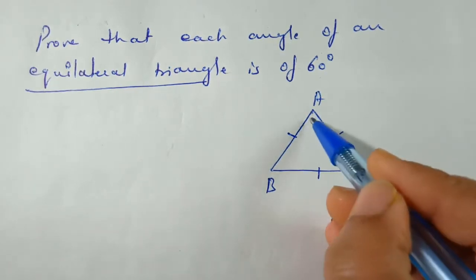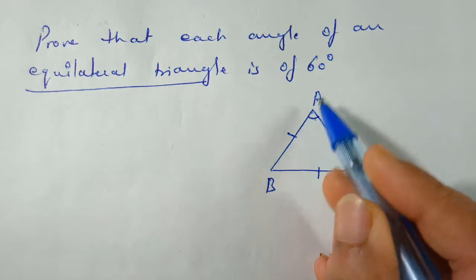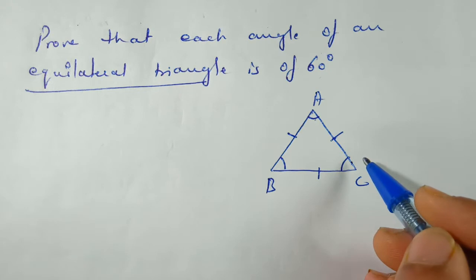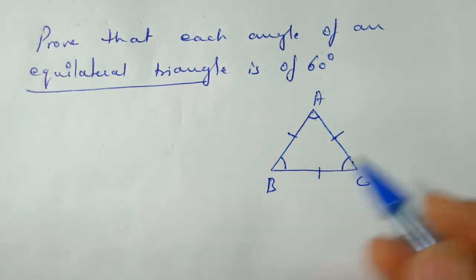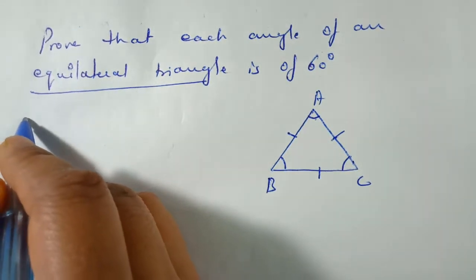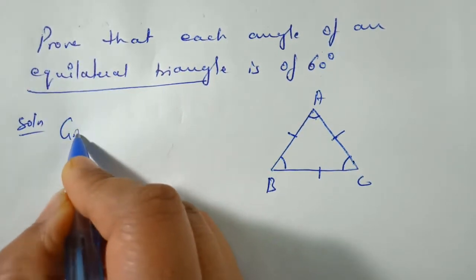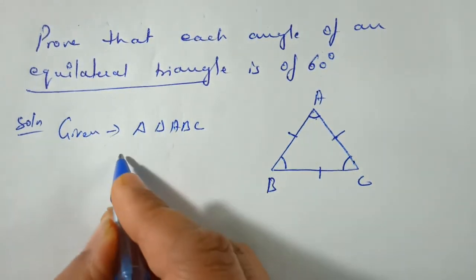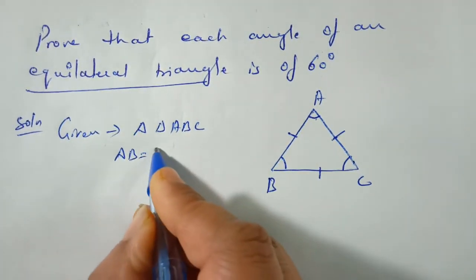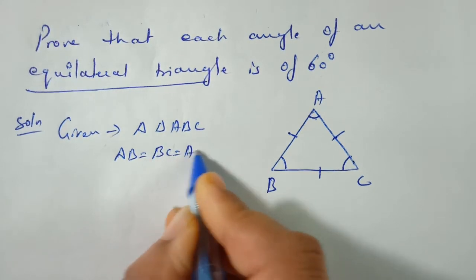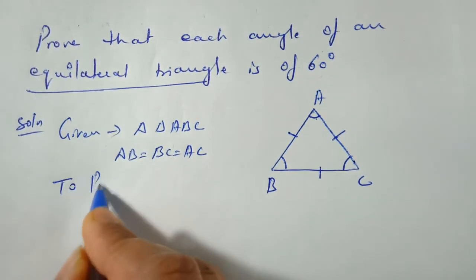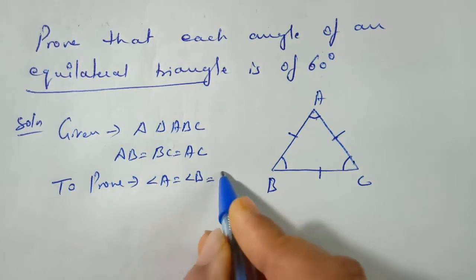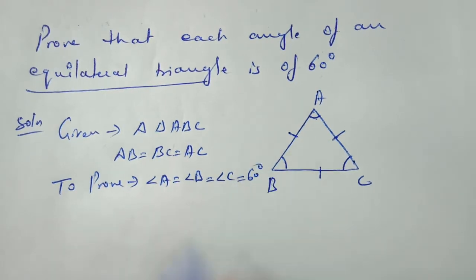We have to prove that each angle, meaning angle A is equal to 60 degrees, angle B is also equal to 60 degrees, and angle C is also equal to 60 degrees. This we have to prove. So let us start the solution. What is given? A triangle ABC in which all the three sides are equal. It means AB equal to BC equal to AC. What we have to prove? We have to prove angle A equal to angle B equal to angle C equal to 60 degrees.